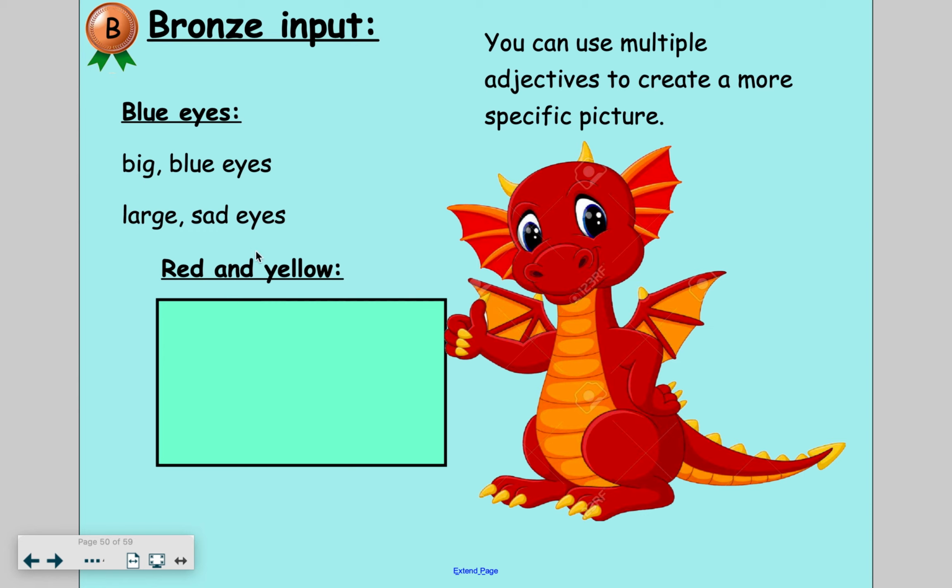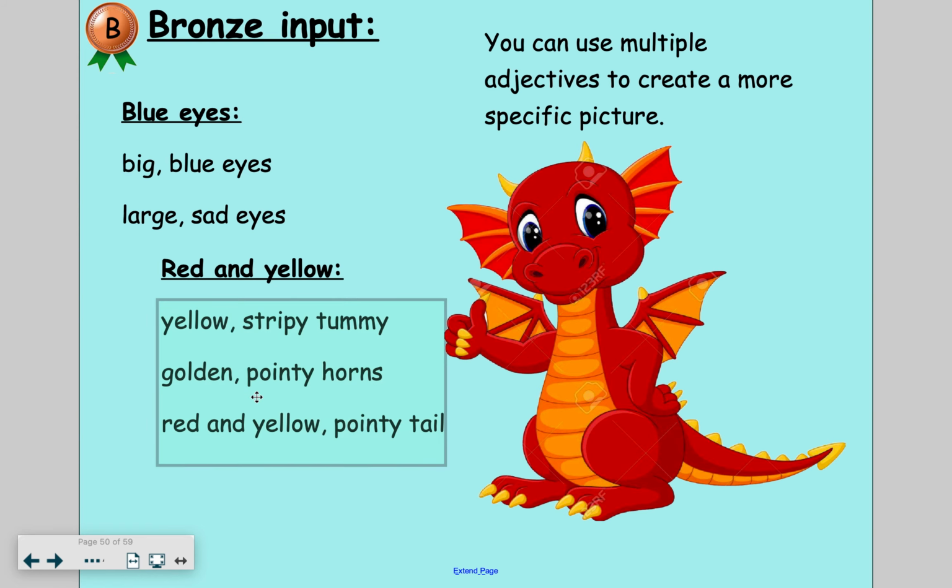Okay, but if you are using an extended noun phrase, remember the rule: 2 adjectives separated with a comma. And that makes your extended noun phrase. So you should know that from the work we've done in school. And instead of just saying the dragon was red and yellow, you might talk about a yellow stripy tummy, golden pointy horns, red and yellow pointy tail.